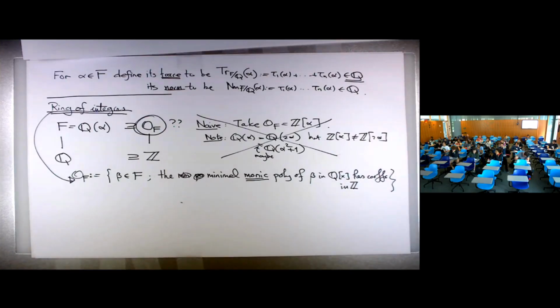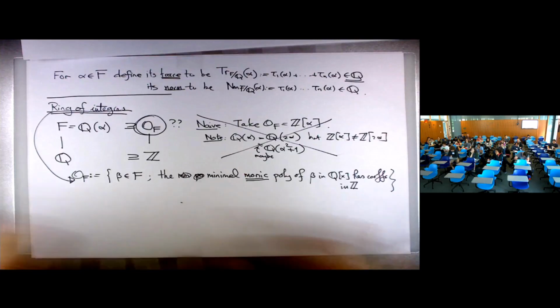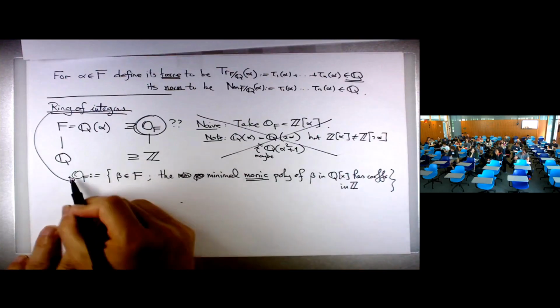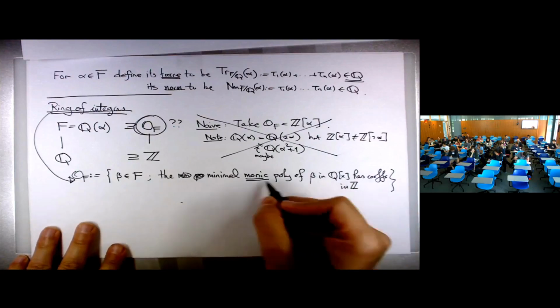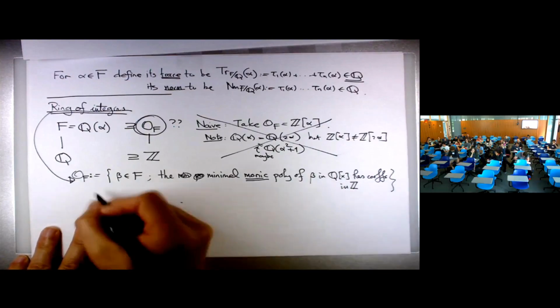So by an element beta in F, with such an element, you can always find a polynomial of minimal degree, such that beta is a zero of that polynomial. And you can always normalize the polynomial so that the leading coefficient is 1. I want to do that so that at the end of the day, if beta is in the ring of integers, then the minimal polynomial of that has coefficients in Z.